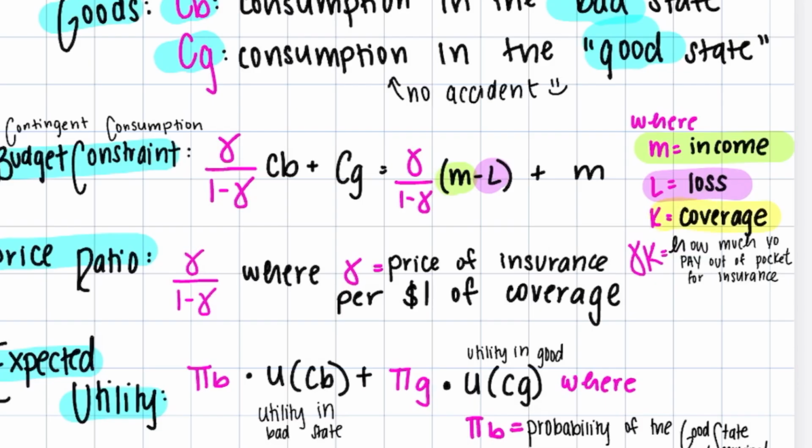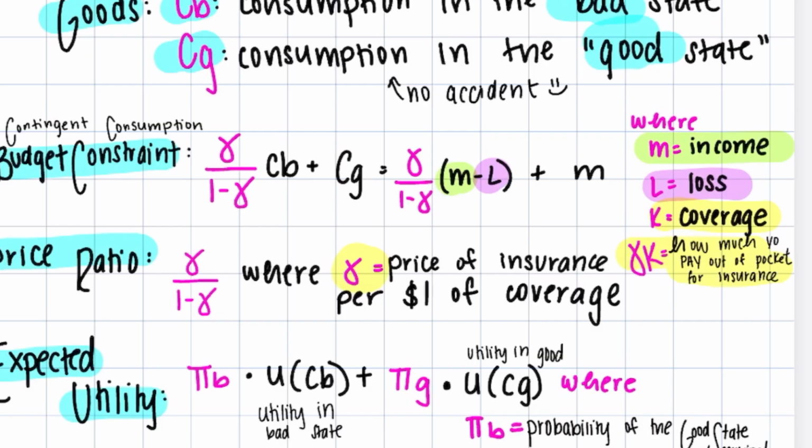We also have K and gamma K, which are not part of our budget constraint. However, they're important to know for this topic because K is your insurance coverage, so how much insurance covers you for, while gamma K is how much you pay out of pocket for insurance. This is because gamma, this little sign here, is the price of insurance per $1 of coverage. So you pay gamma times K out of pocket to be covered by K amount of coverage. This means you're paying less for coverage out of pocket than you're actually covered for.